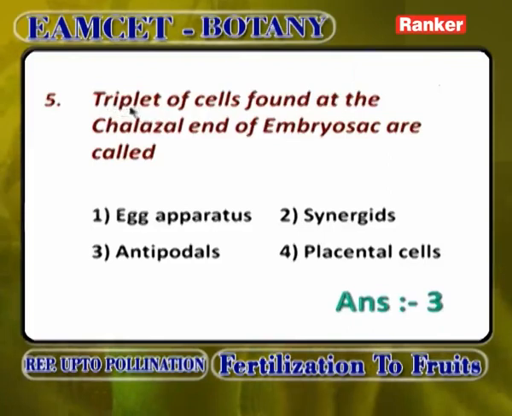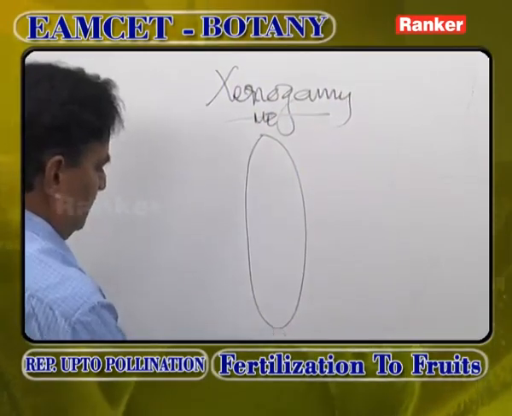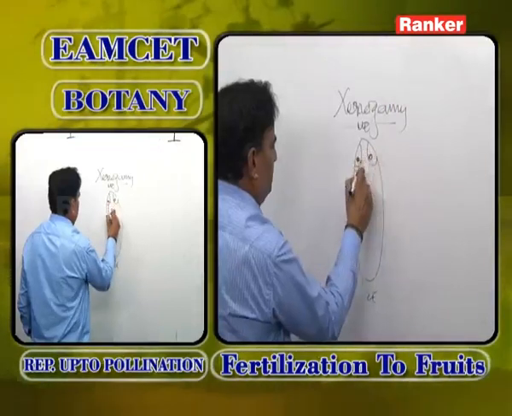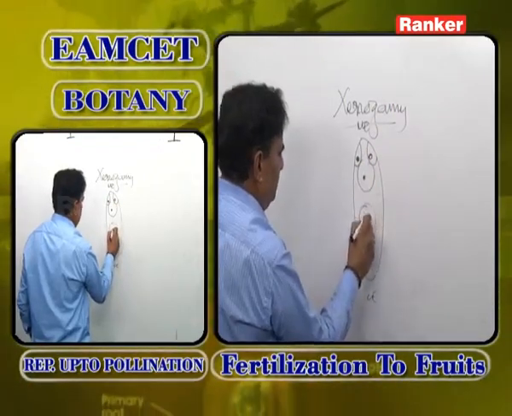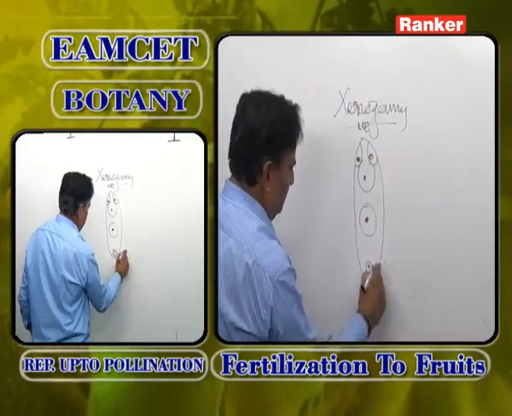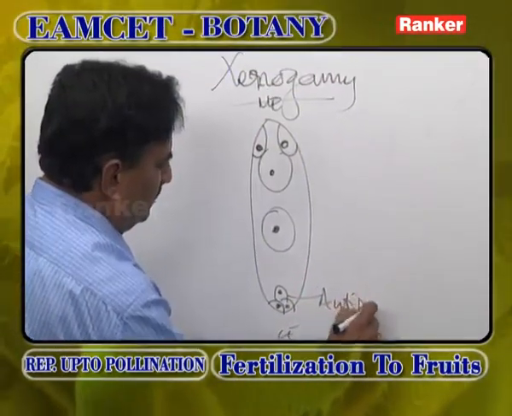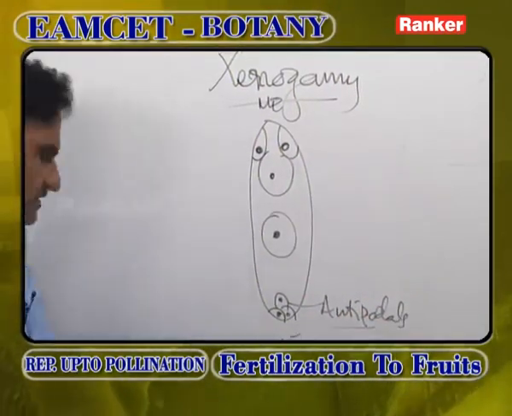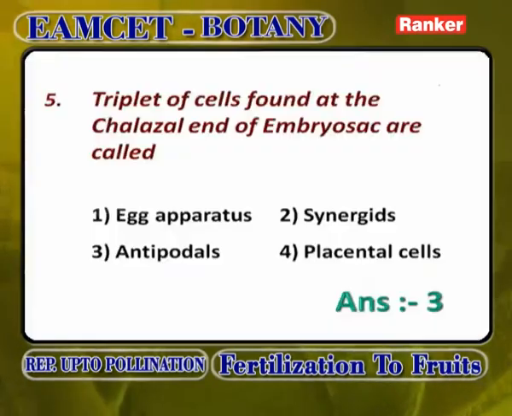Now, triplet of cells found at the chalazal end of embryo sac. Triplet of cells means 3 cells. This is the micropylar end and this is the chalazal end. This is one triplet of cells. This is one central cell. There is a group of triplet of cells towards the chalazal end. These are antipodals. So antipodals are the triplet of cells present towards the chalazal end of embryo sac.